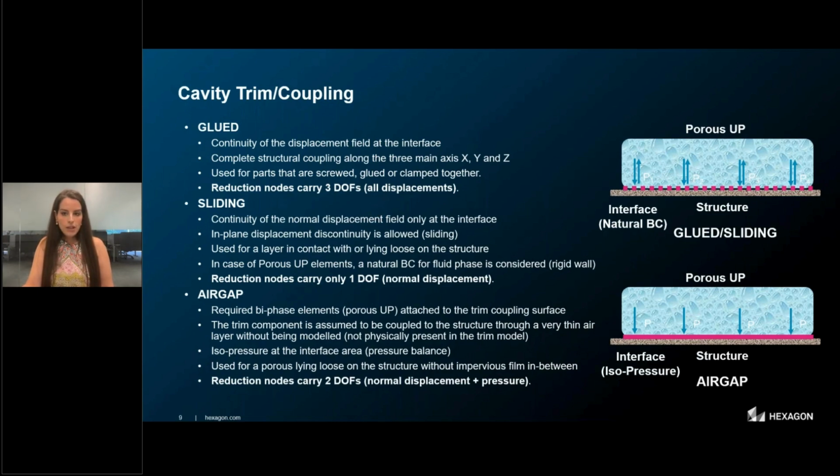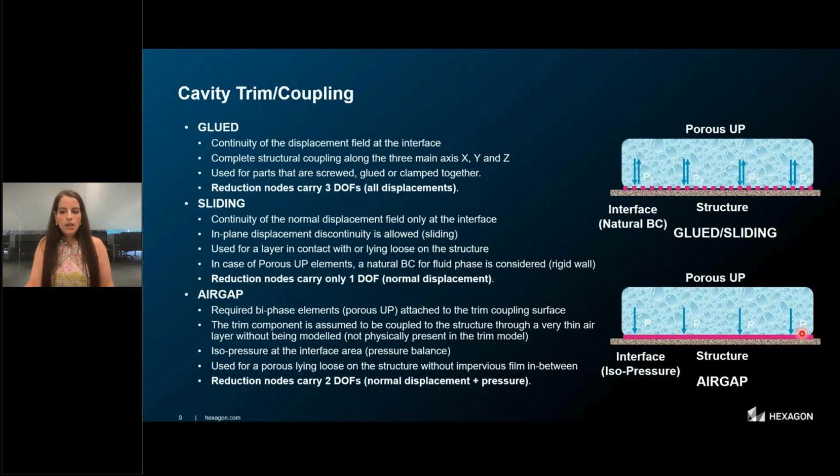For the sliding condition, on the other hand, we maintain the continuity of the normal displacement field at the interface, but it allows for in-plane displacement discontinuity. Hence, we use the term sliding over here. This condition is used for layers just in contact with each other or lying loose on the structure, like, for example, a heavy carpet. And the reduction node carries only one degree of freedom, which is the normal displacement.